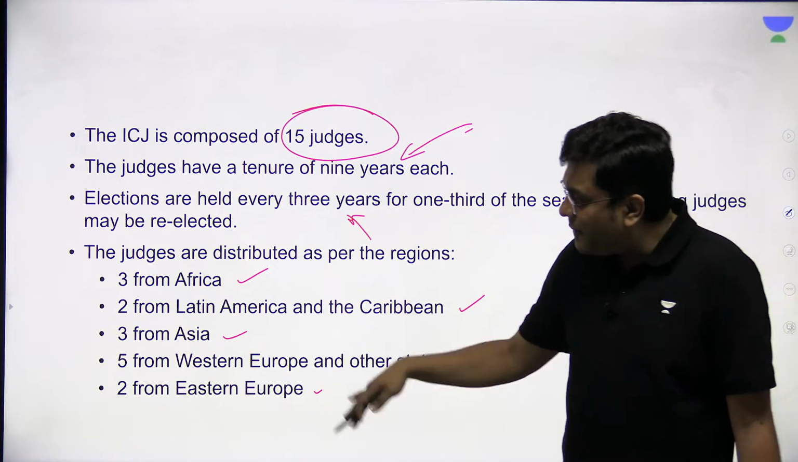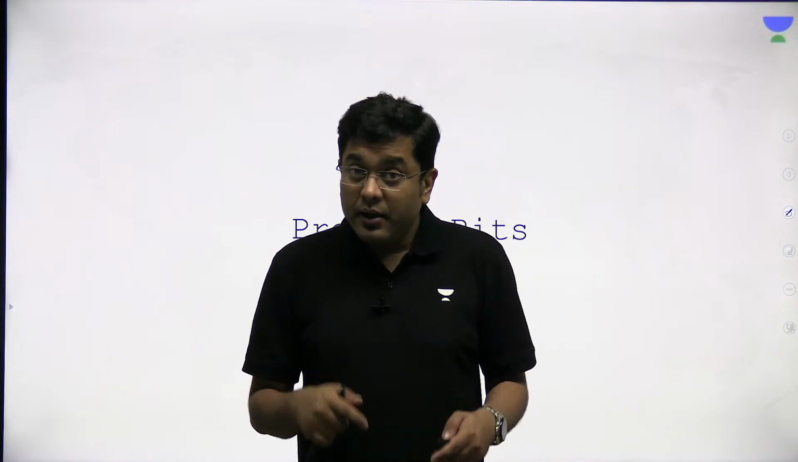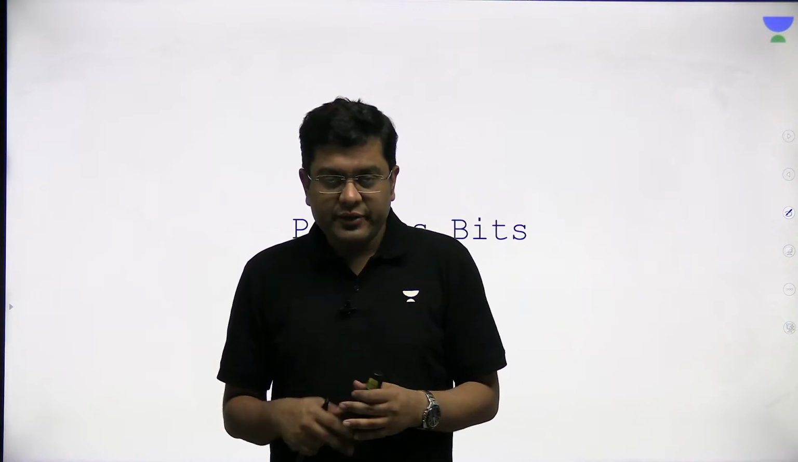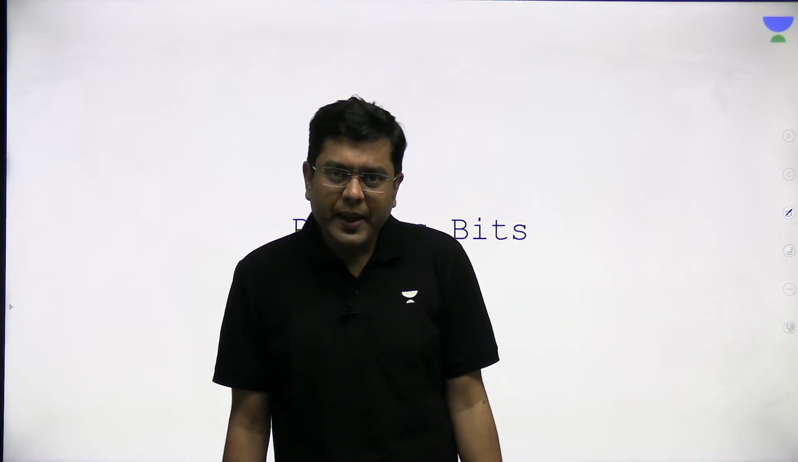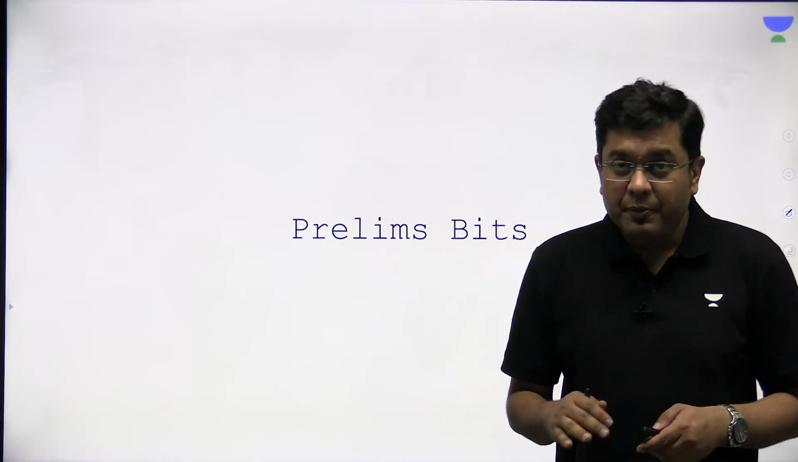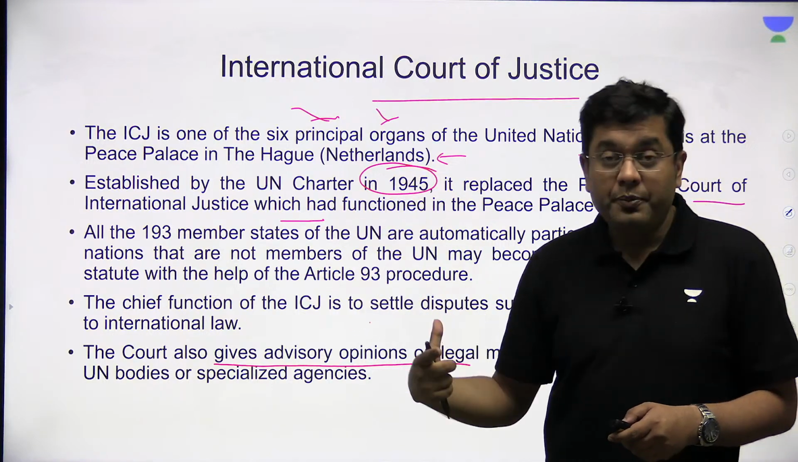Okay, so that is basically the distribution of the judges, and hereby the judges from one particular country, you cannot have 2 judges which are elected. Okay, now let us take a look at few of the articles relevant from your prelims. Even this ICJ portion, by the way, is relevant only for your prelims portion.